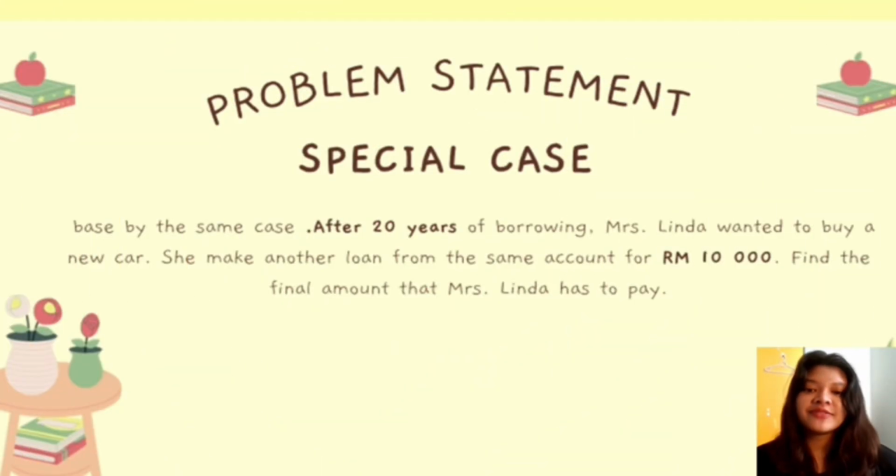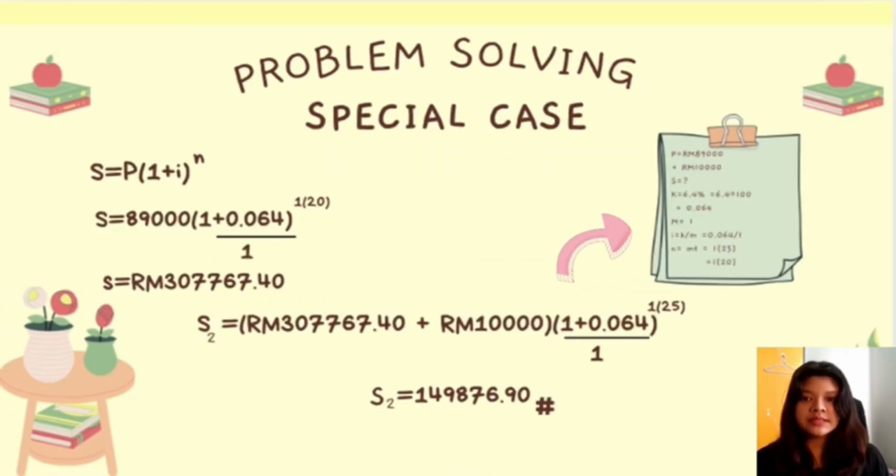Now, I'm going to explain how to solve a special case question for compound interest. But first, let's get to know what the problem is. Based on the same case, after 20 years of borrowing, Mrs. Linda wanted to buy a new car. So she made another loan from the same account for 10,000 ringgit. Find the final amount that Mrs. Linda has to pay.